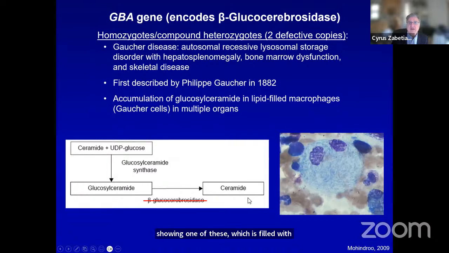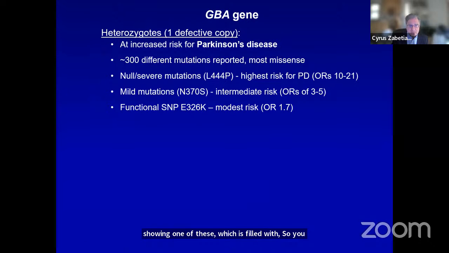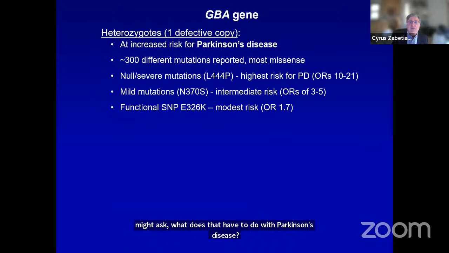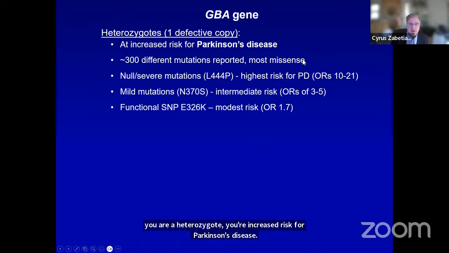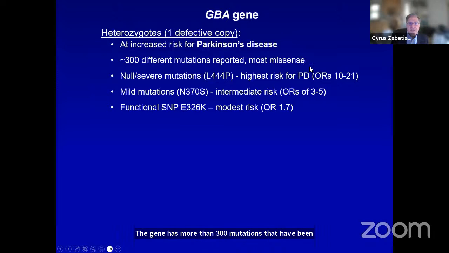So you might ask, well, what does that have to do with Parkinson's disease? So it turns out that if you have one defective copy, if you are a heterozygote, you're at increased risk for Parkinson's disease. The gene has more than 300 mutations that have been reported. Most of them are missense mutations. And they range in severity in terms of how much they affect protein function from mild to severe to null. So those that are null essentially knock out protein function altogether. Those that are mild are affected to a much lesser degree.